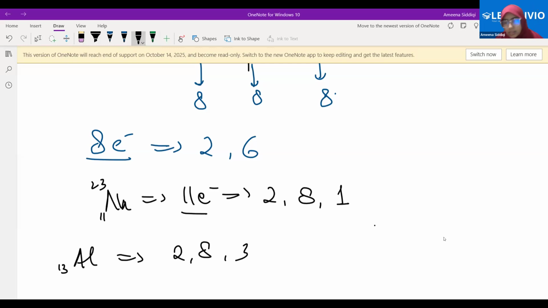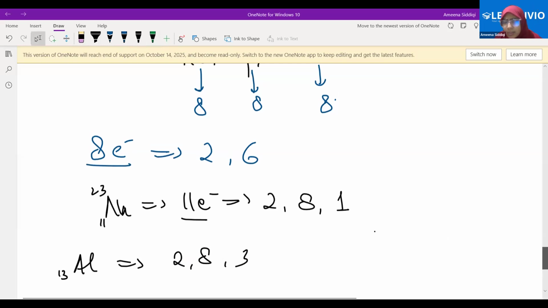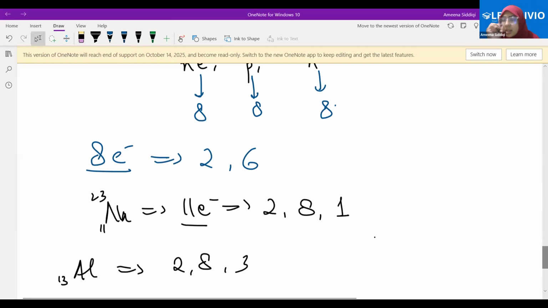Now, what I'm trying to tell you here, see, these sodium, aluminium, oxygen, these are different elements. And their atoms have different atomic numbers. I mean, the atoms of sodium, the atoms of oxygen, the atoms of aluminium will have different atomic numbers. And if they have different atomic numbers, they will have different numbers of protons. If they have different numbers of protons, they will have different numbers of electrons. And if they have different numbers of electrons, it is very obvious that their electronic configuration will definitely be different.